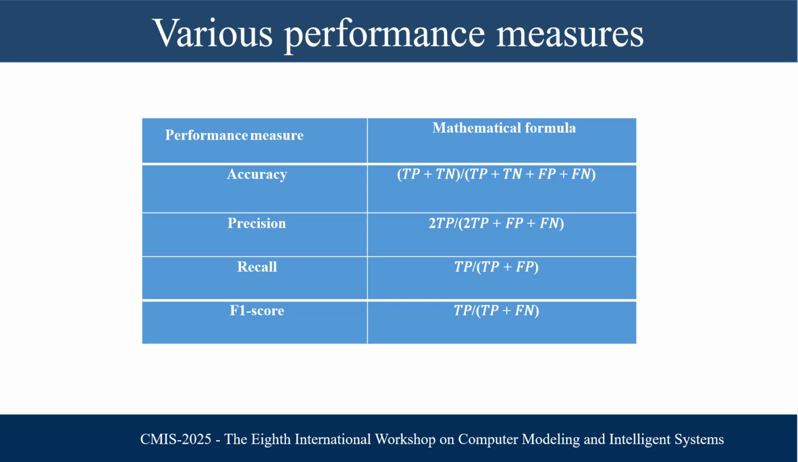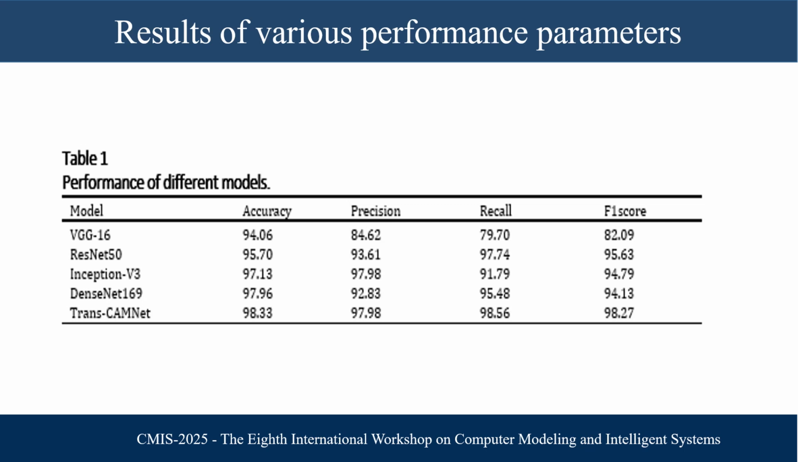These are the performance measures which I have used to evaluate my models: accuracy, precision, recall, and F1 score. And here are the mathematical formulas for all these performance metrics. And these are the results of my fine-tuned models. Basically, the fine-tuned models which I have used during my research are VGG16, ResNet 50, Inception V3, DenseNet 169, and CAMNet, which is the proposed model and gives the best performance measures out of all. These are the values of the accuracy, precision, recall, and F1 score with respect to all these fine-tuned models.